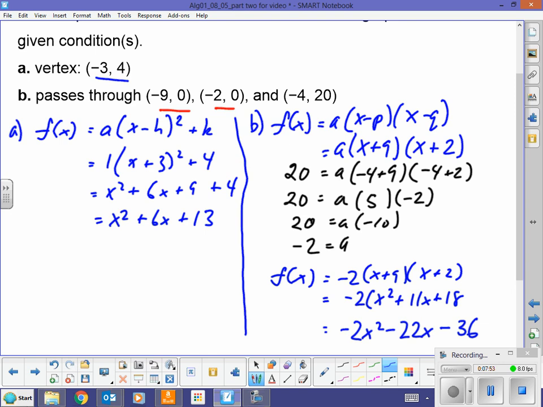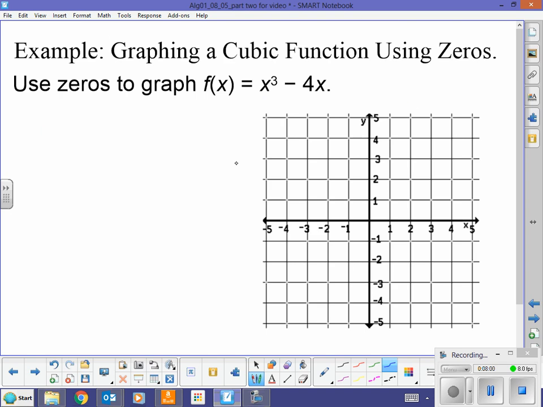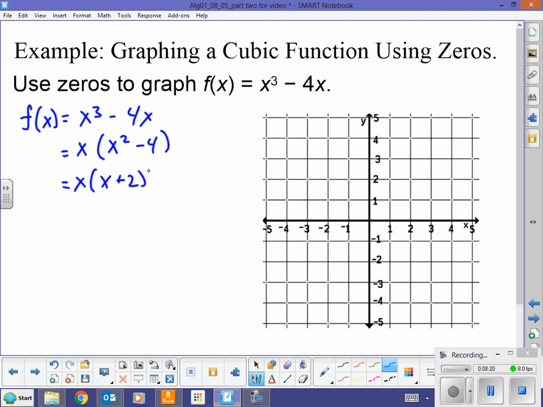Let's take a look at graphing a cubic function using zeros. So we're going to use zeros to graph x cubed minus 4x. Well, if I'm going to use zeros, that means I'm going to have to factor. And I know that the first thing I'm going to look for is a common factor, so x. That leaves x squared minus 4, which is a difference of two squares. So x plus 2 times x minus 2.